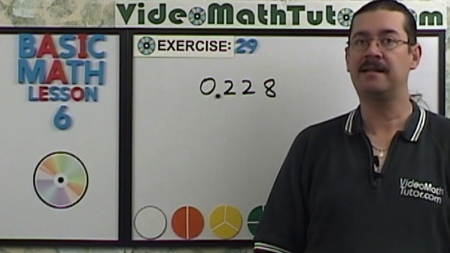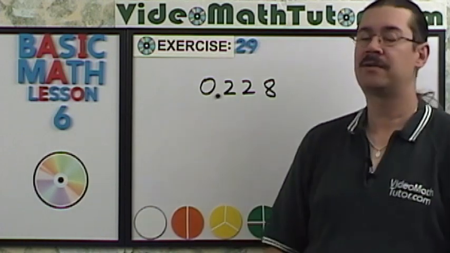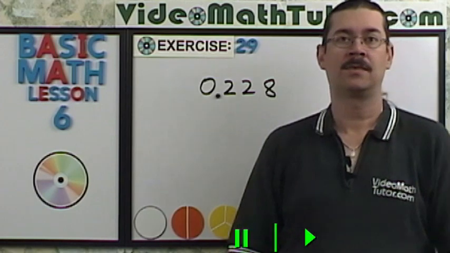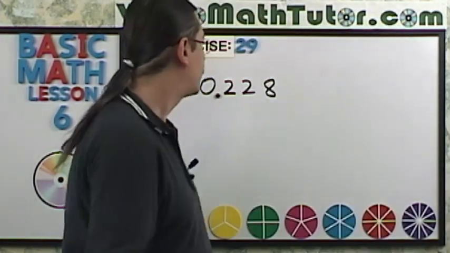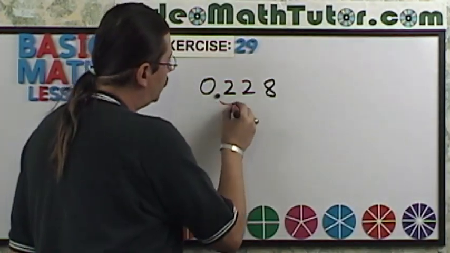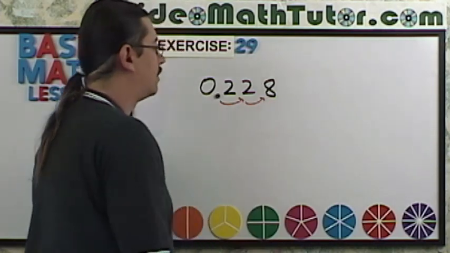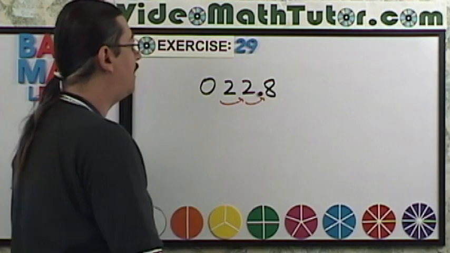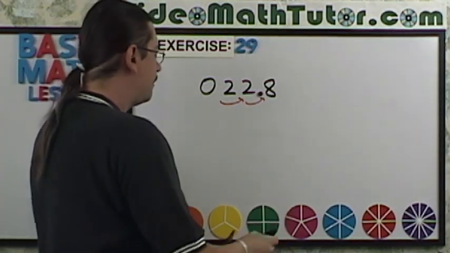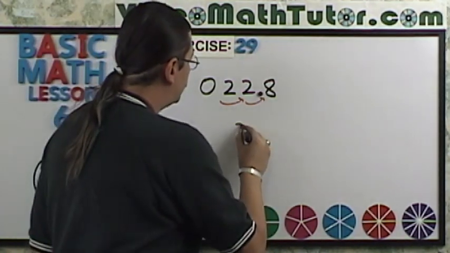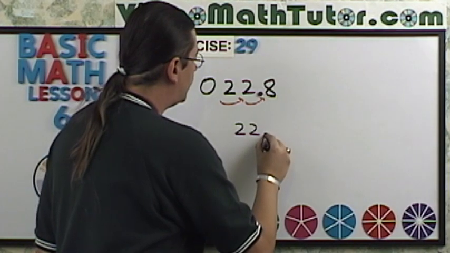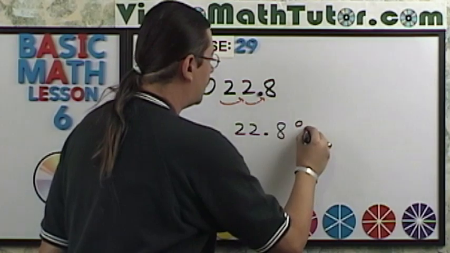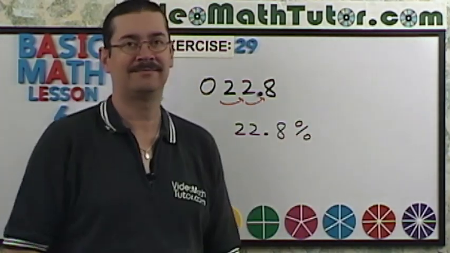For exercise 29, I'd like you to convert this number to a percentage. Well, very easy. Just scoot over the decimal point 2 places to the right. So that's easy. Just go 1 and then 2 right there. Let's clean this up. So you're going to get 22.8, and we want a percentage, so let's put on at the end the percent sign.